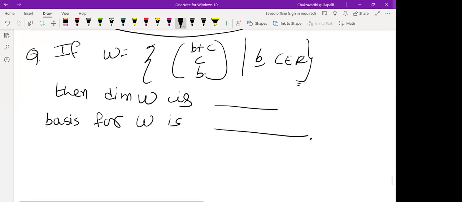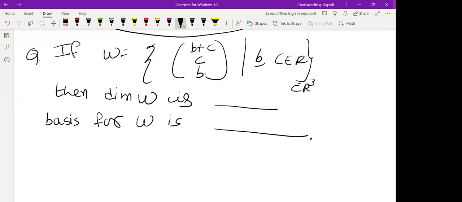So if you are given W, every subspace is a vector space. This is a subset of which space? How many components are there? R3, ma'am. R3. Three components are there. So it is a subset of R3. It is a subspace of R3. We have done questions of subspace. Whenever it is without some conditions, automatically it will be a subspace. Already we have discussed this long ago.